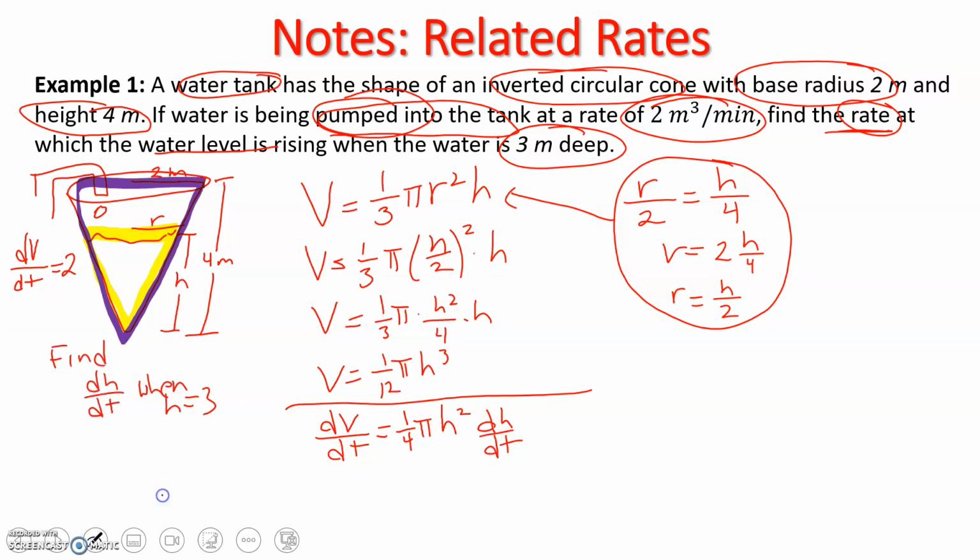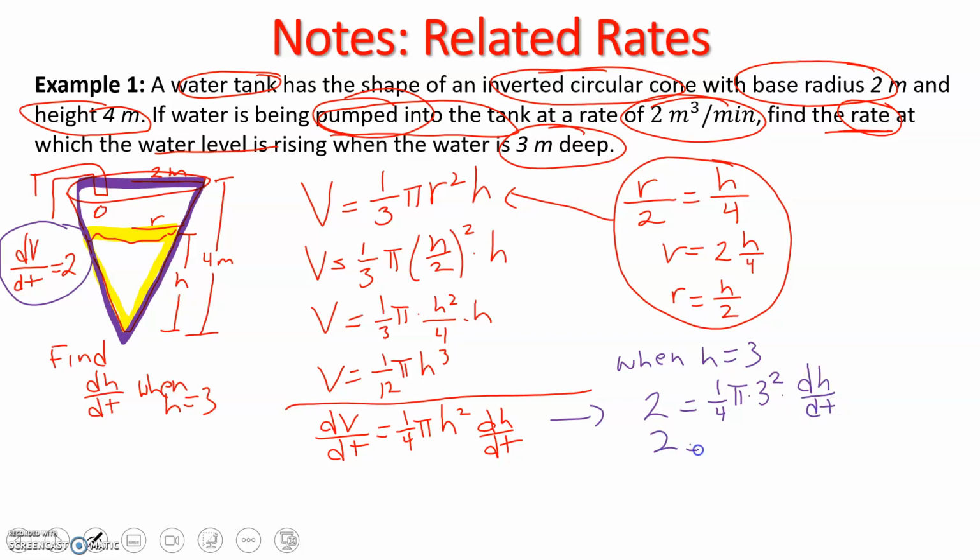Now we're going to go ahead and plug in everything we know, right? So when h is 3, what does this become? Well, dV/dt is 2. So we have 2 is equal to 1/4 pi, the height is 3, and dh/dt is unknown. So we get 2 is equal to 3 squared is 9, so 9/4 pi times dh/dt. We'd like to solve this for dh/dt, so we're going to divide both sides by 9/4 pi.